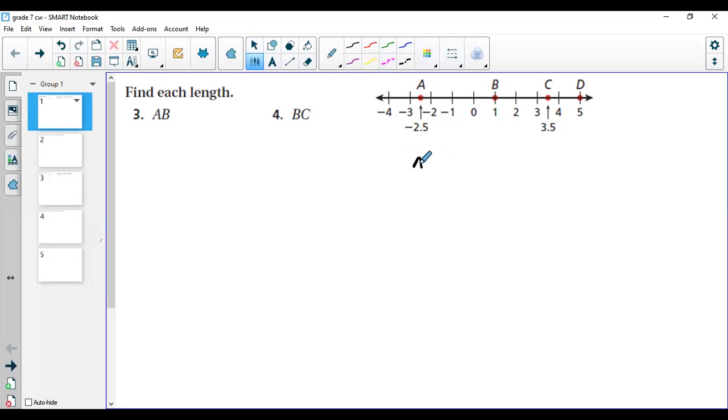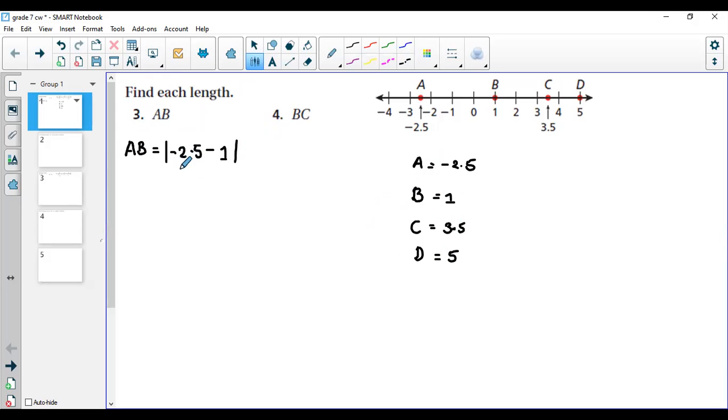So starting with A is -2.5, B is 1, C is 3.5, and D is 5. All right, so these are the coordinates we have. Now let's move on to find the distance between A and B. So AB, put them inside absolute values. What is the coordinate for A? It's -2.5. Then we are going to subtract it, right? From B. What is B? It's 1.